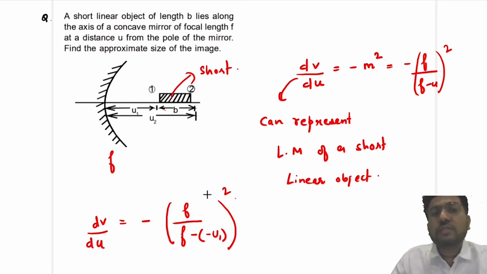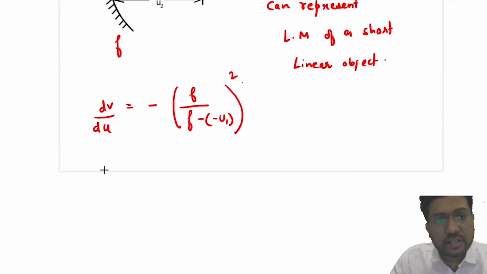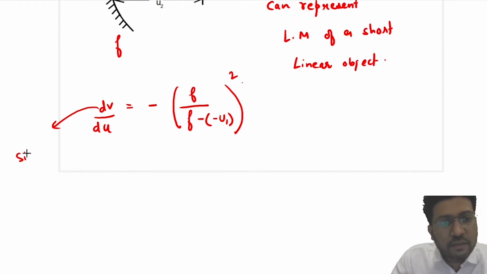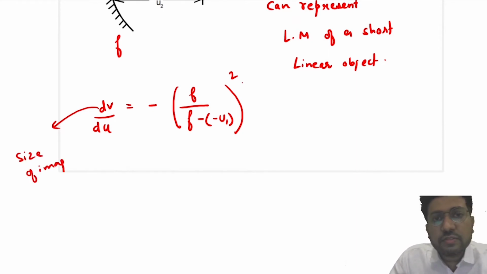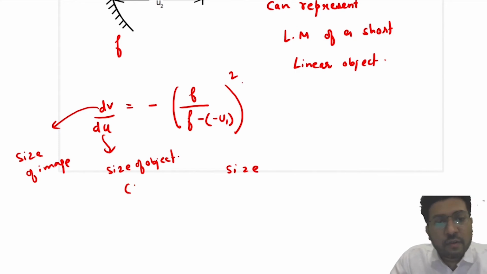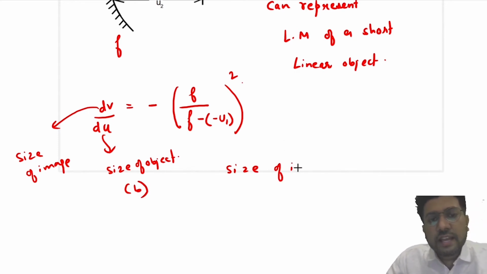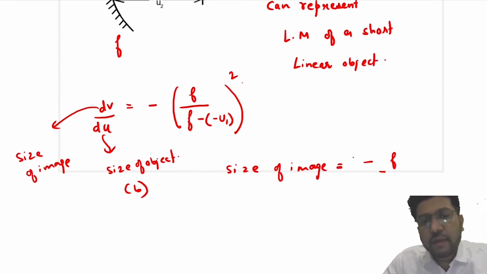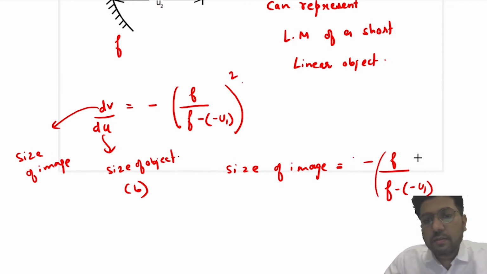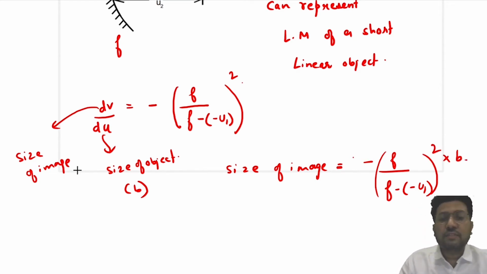So this is the approximate size of the image. No, this is not the approximate size, this is the longitudinal magnification. So this dv is what? Size of image. They have asked you this. And this du is what? Size of object. They have asked you size of image, and size of object is given as b. So size of image is equal to minus f by f minus u1 whole square into size of object. So this is the size of image, right?